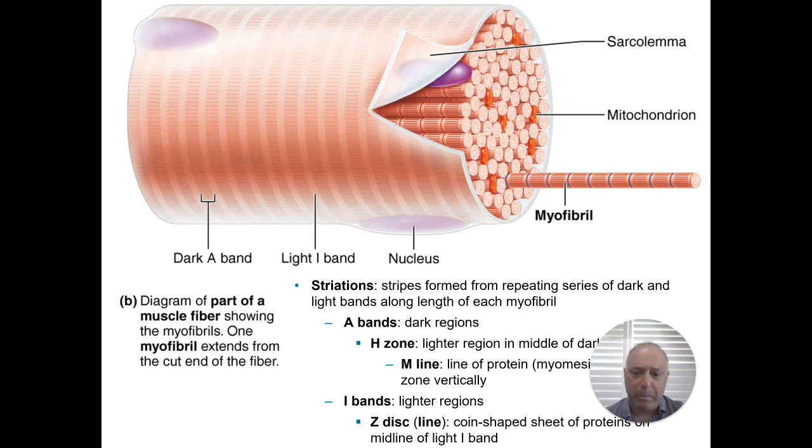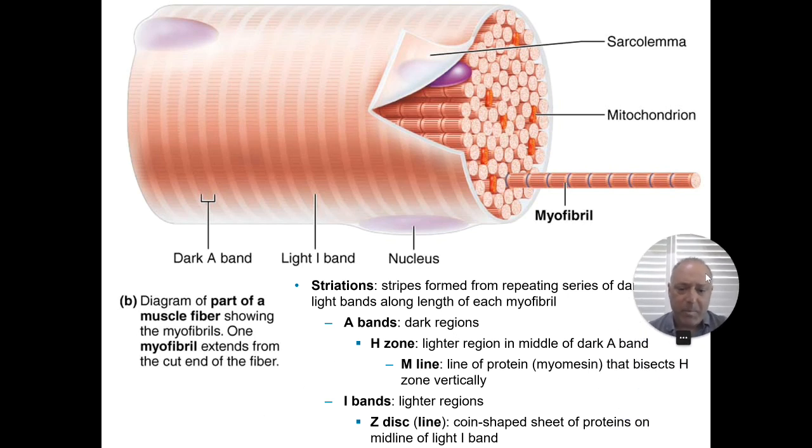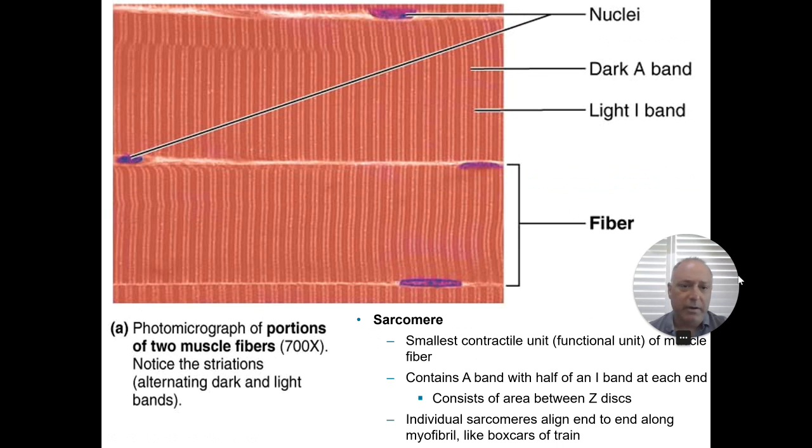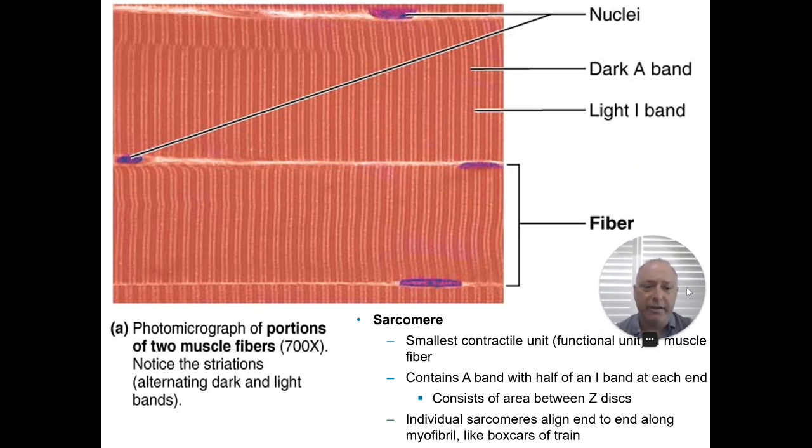skeletal muscle cell. So the A bands are the dark regions, and the I bands are the lighter regions. There's then a Z disc, which we'll go into next. All right, so here we see the striations of skeletal muscle. We see our fibers. The fibers are lined up, kind of like boxcars. We've got our dark A band, our light I band, different nuclei. So the sarcomere is the smallest contractile unit, it's the functional unit of skeletal muscle.